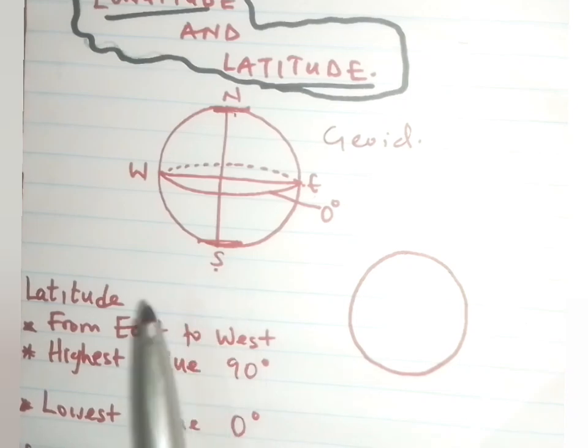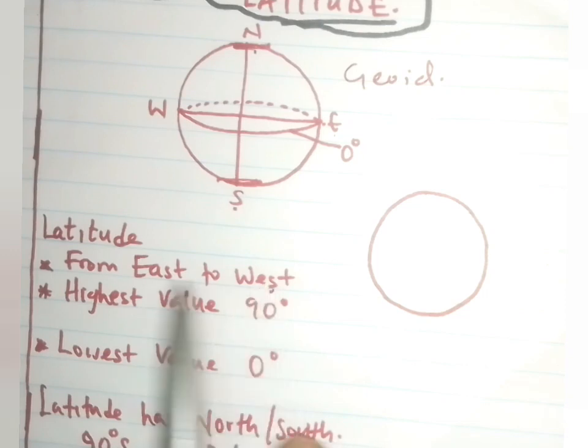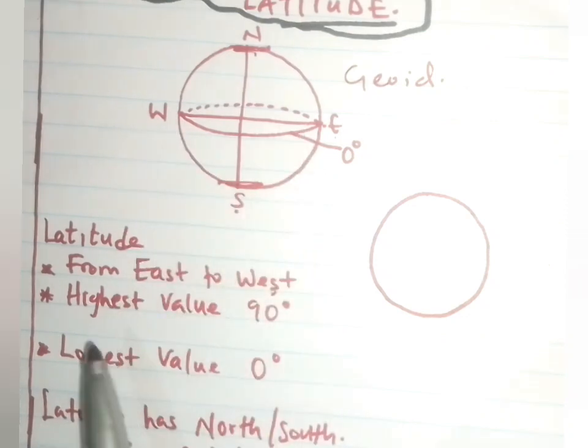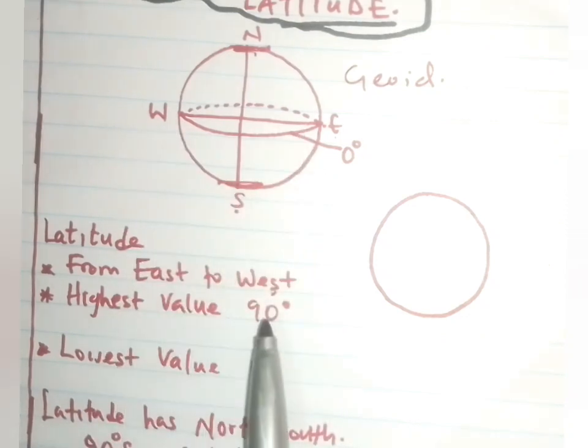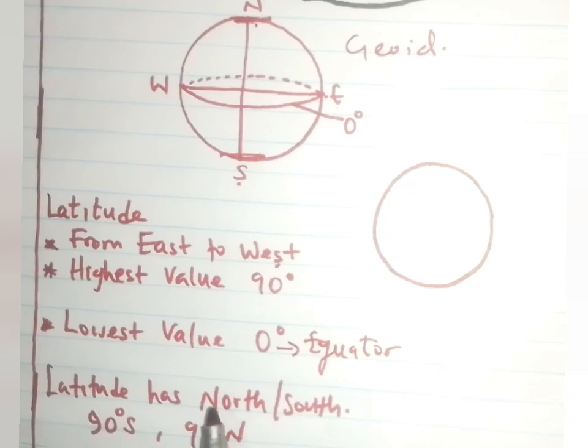Now, latitudes are just lines. These are lines that run from east to west, or you can say they run from west to east. That's just the basic definition. The highest value of latitude that you can have is 90 degrees. The lowest value is 0 degrees. This latitude that has an angle of 0 degrees is called the equator. So the equator is a latitude, but the angle of the equator is 0 degrees.